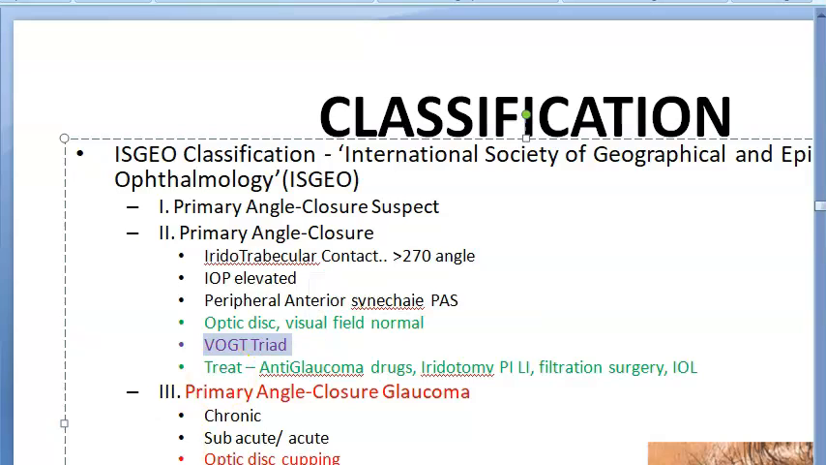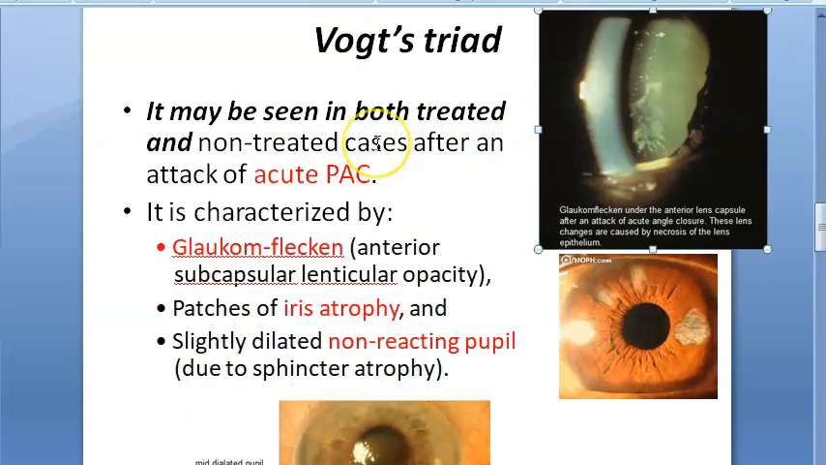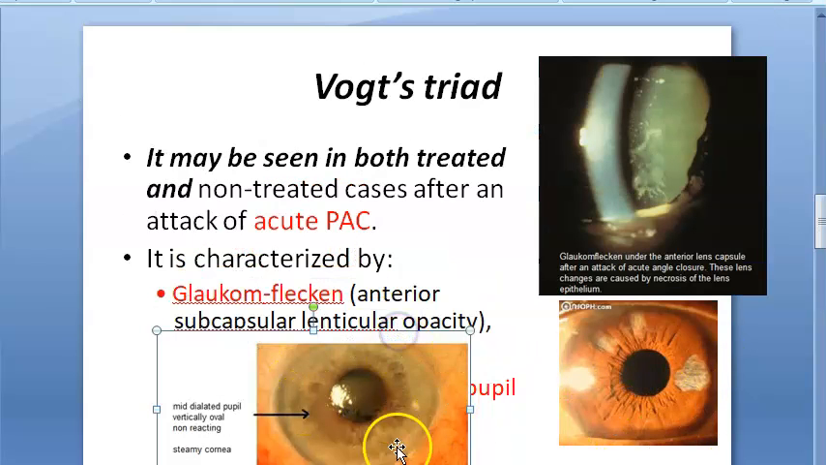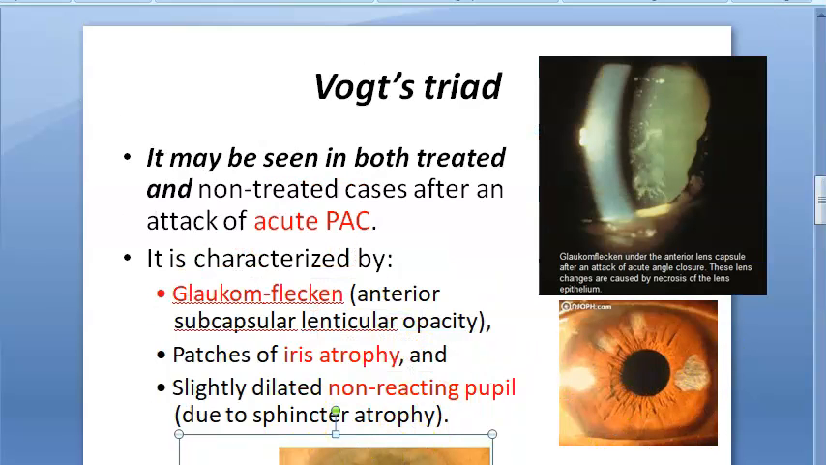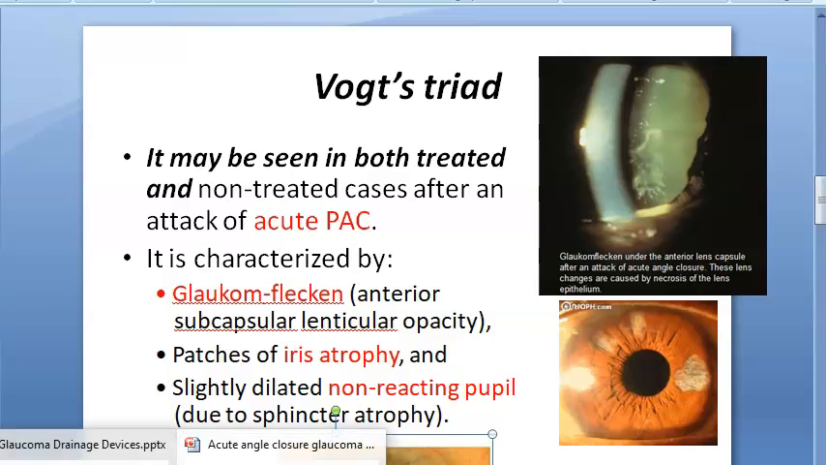In these people, you will see something called Vogt's triangle. That means anytime their angle has closed, they can have glaukomflecken, anterior subcapsular lenticular opacity. They can have iris atrophy, and they can also have a non-reacting pupil. This can all indicate that this patient previously had an angle closure.